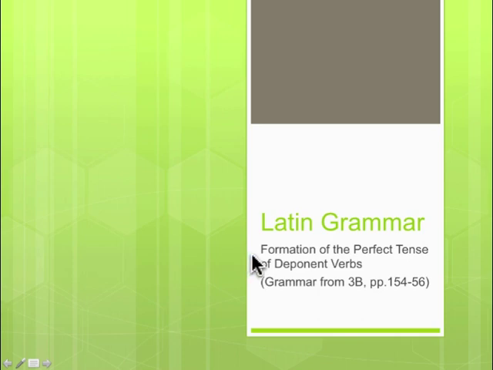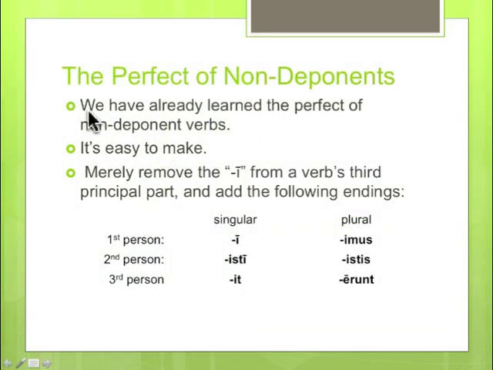In this video, we will learn about the formation of the perfect tense of deponent verbs. That's covered in the grammar from 3B on pages 154 through 156 in your textbook. We have already learned the perfect of non-deponent verbs. It's easy to make. Merely remove the long I from a verb's third principal part and add the following endings.